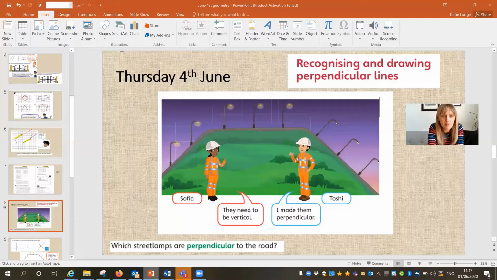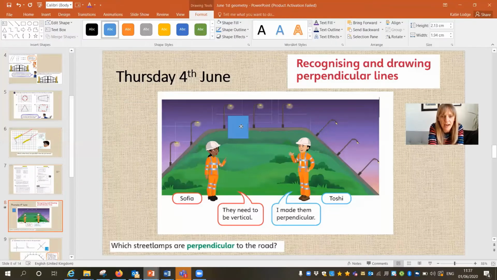So if I use a little square here, I'm just going to draw a little square on my screen. Now I can move that almost like the corner. Now if I put it, you can see up here, look, this is the road and here are the street lamps. And we've got to decide if they're perpendicular to each other. So in this case, that street lamp is, because you can see we've used our right angle corner here to help us. So these ones are definitely all perpendicular to the road.